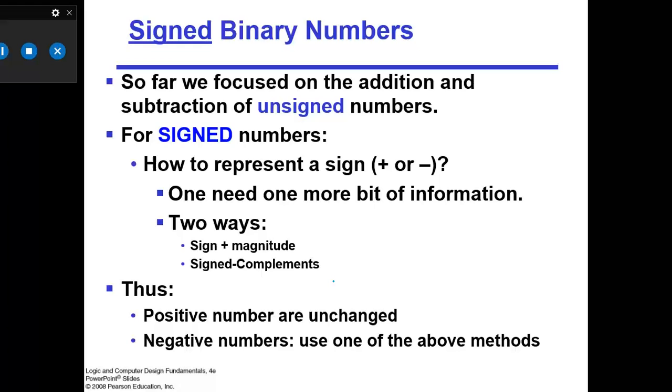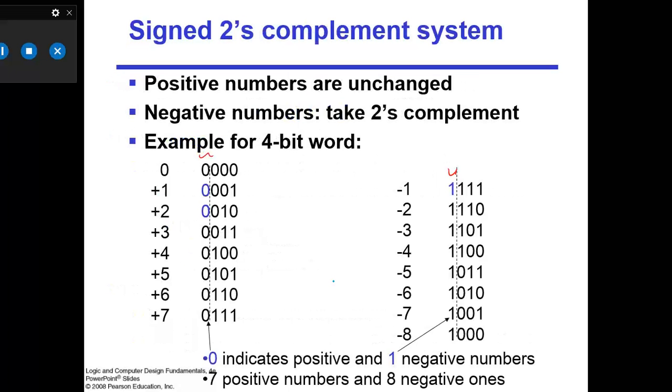So far we have focused on the addition and subtraction of unsigned numbers. For signed numbers, how to represent sign? One needs one more bit of information for the sign. So sign plus magnitude and sign complements. Thus positive numbers are unchanged, negative numbers use one of the above methods.